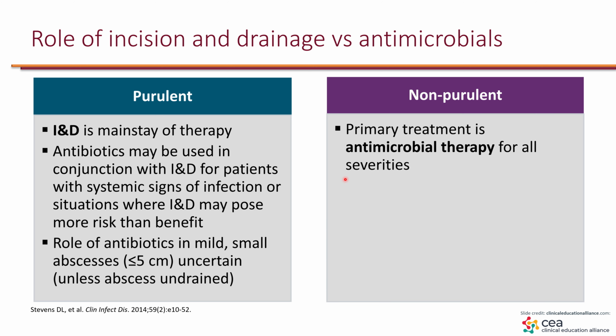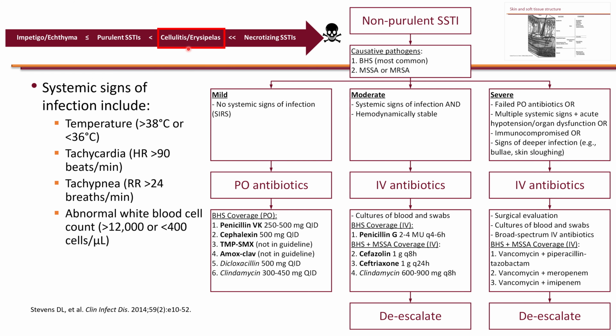Now, before we move on to non-purulent skin and soft tissue infection, I want to emphasize the role of incision and drainage, or incision and debridement. So essentially, in purulent, incision and drainage or debridement is the mainstay of therapy, whereas for non-purulent, because there is no pus, for the most part, it's really antibiotic therapy, the cornerstone of treatment.